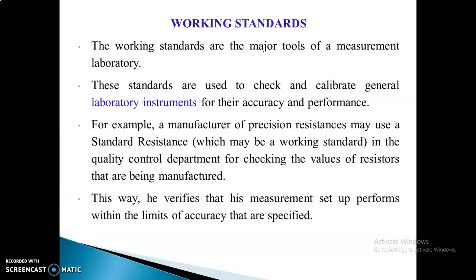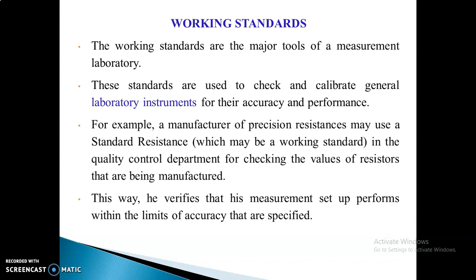Next one is called the working standard. The working standard is the majority tool of a measurement laboratory, and these are used to check and calibrate general laboratory instruments for their accuracy and performance. So whatever we have in the laboratory, that is what they call the working standard. Example, manufacturer of precision resistance.